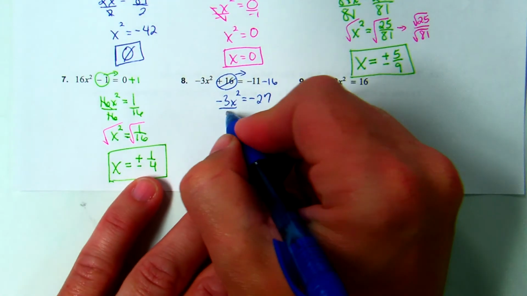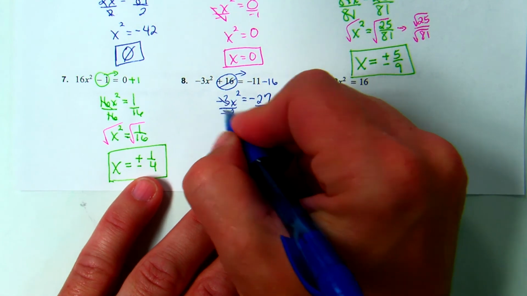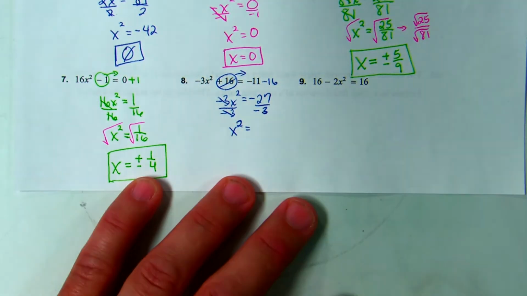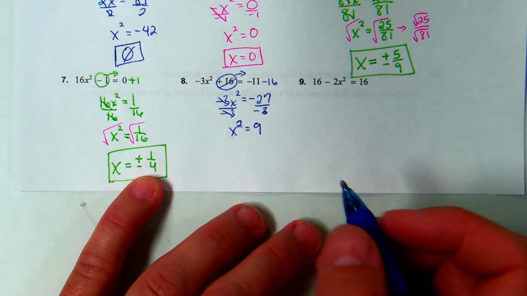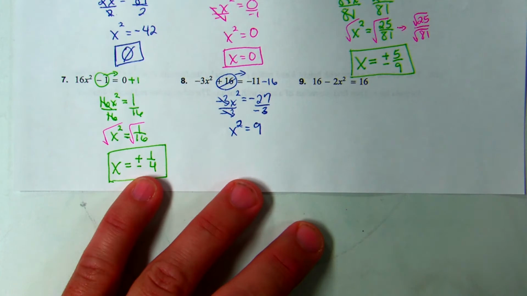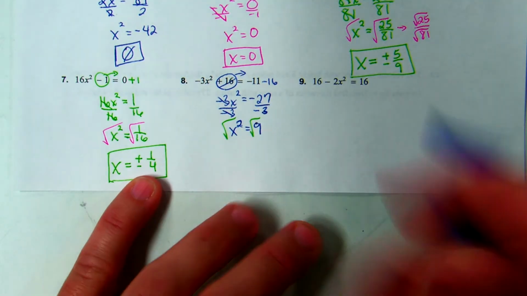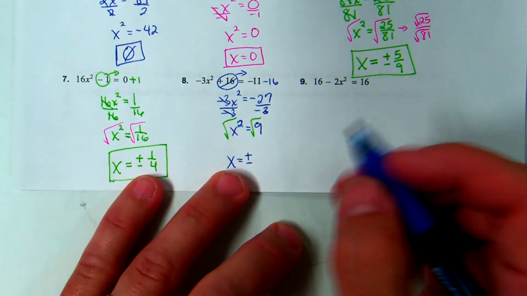Now we'll divide by negative 3, and the negative 3s will become a 1. We'll have x squared equals, what's negative 27 divided by negative 3? It's going to be a positive 9 because negative over negative is positive. And this one works out pretty nicely. We're going to then take the square root of both sides. And so we're going to have x equal plus or minus 3.